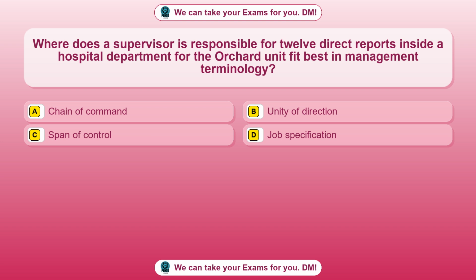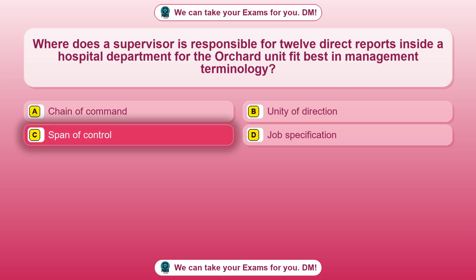Question 41. Where does a supervisor is responsible for 12 direct reports inside a hospital department for the orchard unit fit best in management terminology? Option A, chain of command. Option B, unity of direction. Option C, span of control. Option D, job specification. The correct answer is option C, span of control.